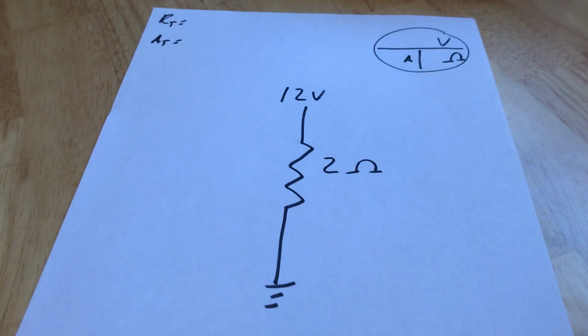Let's do some circuit math. I'm sure you're shocked to find out that I'm ready to go. Alright, so let's start off with a simple series circuit, one resistor, one pathway to ground.